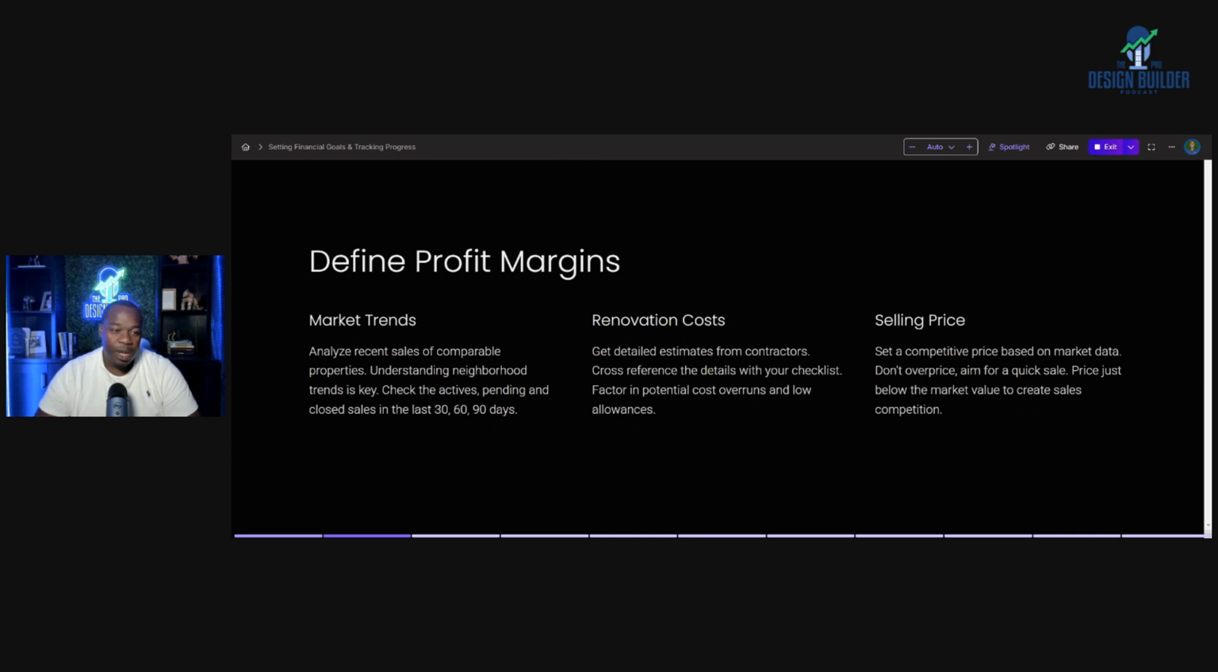All right, define profit margins. Analyze recent sales and comparable properties. Understanding neighborhood trends is key. Check the actives, pendings, and closed sales in the last 30, 60, and 90 days. When we have a property under contract, we are constantly checking the 30, 60, and 90 days on market to see what is happening in the market.